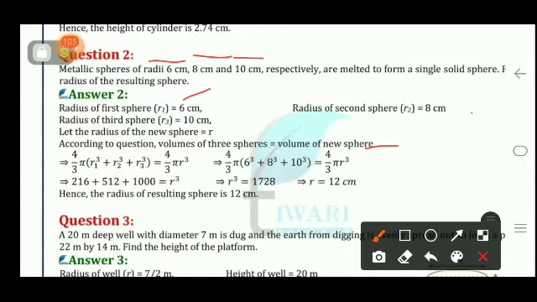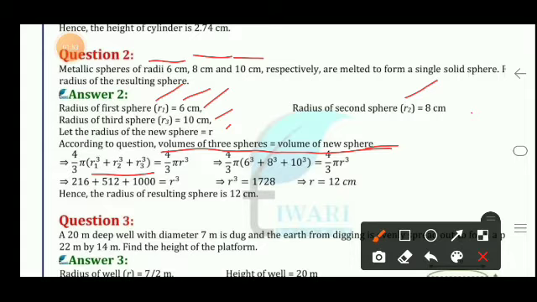So radius of the first sphere R1 is 6 centimeters. Radius of the second sphere R2 is 8 centimeters. Radius of the third sphere R3 is 10 centimeters. Let the radius of the new sphere be R. Then according to the question, the volume of the three spheres is equal to the volume of the new sphere. So 4 upon 3 pi we have taken common. So R1 cube plus R2 cube plus R3 cube is equal to R cube, because the sum of the volumes of the three spheres is equal to the volume of the new sphere.